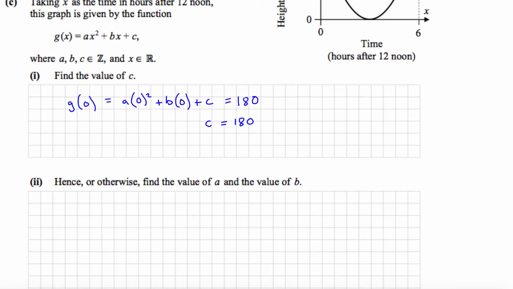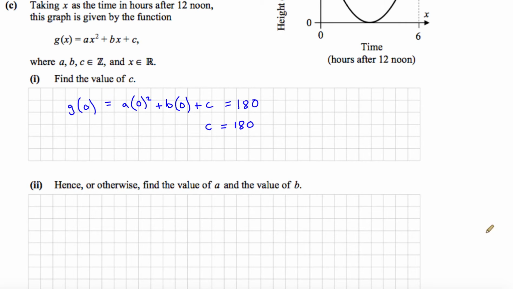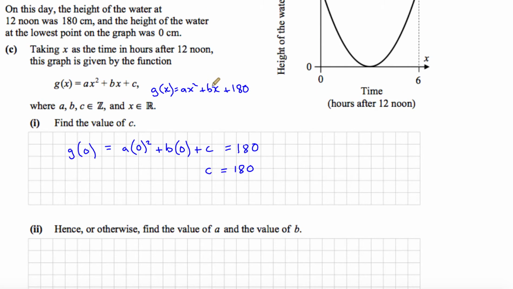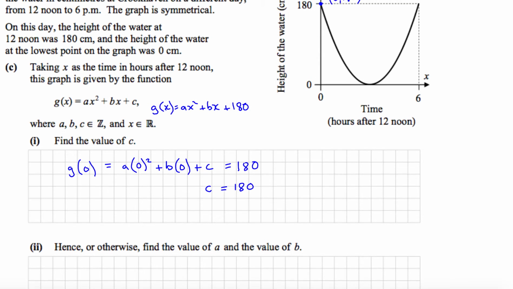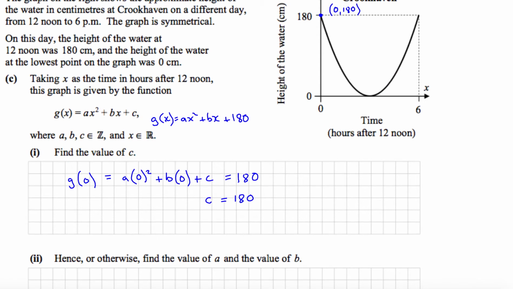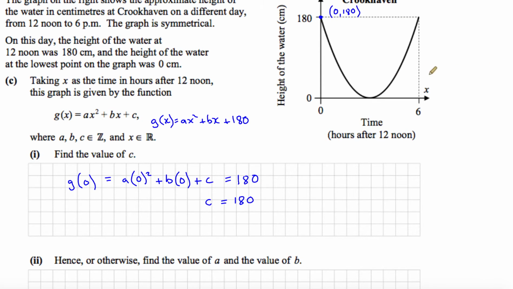Part 2 then says, hence or otherwise find the value of a and the value of b. At the moment, I know that my g of x is ax squared plus bx plus 180, because I now know that c is 180. So if I want to figure out what a and b are, I'm going to have to figure out some more points on this curve.